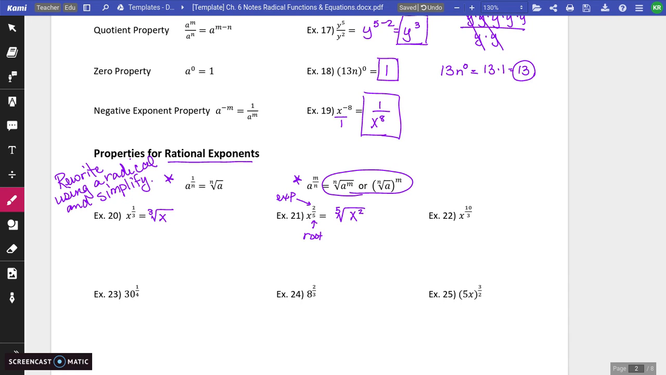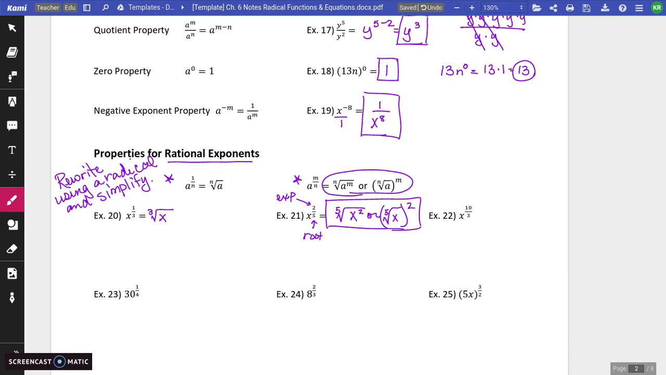Now, if I wanted to write it this other way, you can, and it would look like the 5th root of x squared. Okay, so these two statements are the same. You can use either one. Does not matter to me, so whatever you prefer. I tend to like the first one. I just like the looks of that first one better myself, but they both mean the same thing.